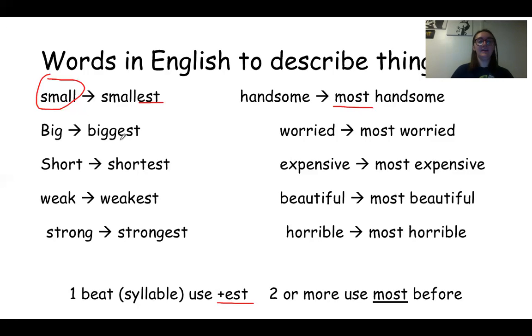So big, est, you add an est. Short, you add an est. Shortest. Weak is weakest. Strong is strongest. And if it's two or more beats, you use the word most before the word. So instead of worriedest, you would say most worried. Instead of expensivest, you would say most expensive. So just kind of remember that when you're deciding whether to use the word est, right? Weakest, strongest, or the word most.